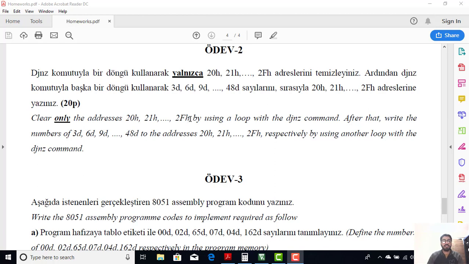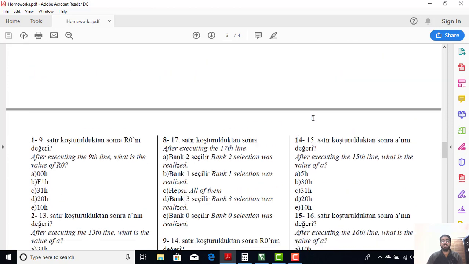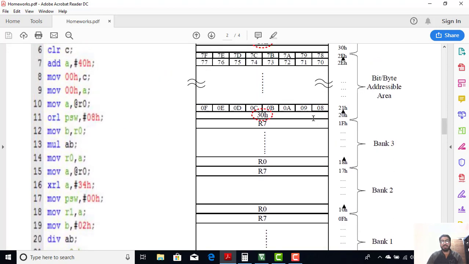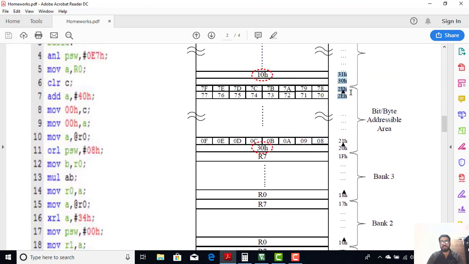In this program we need to clean the memory or registers from 20 hex till 2F hex by using the decrease jump not zero command. What we need to do exactly here is clean this size of memory from 2F hex till 20 hex.